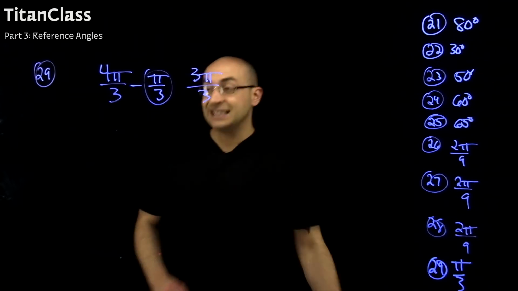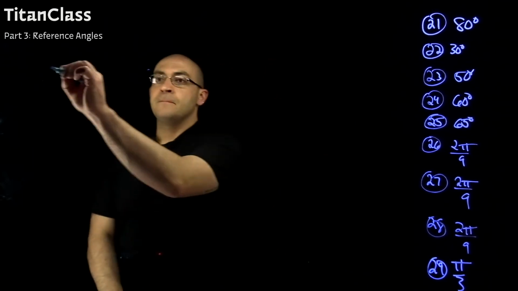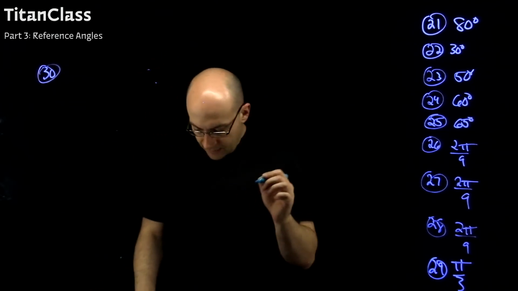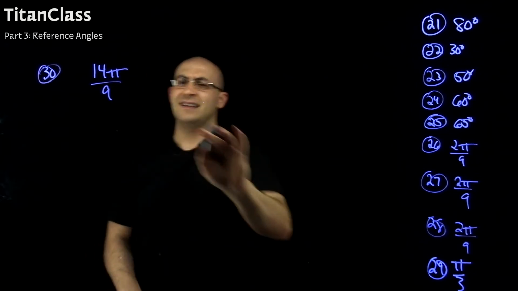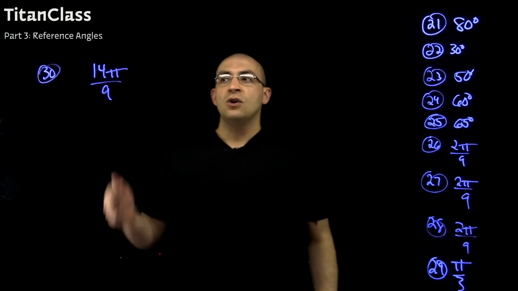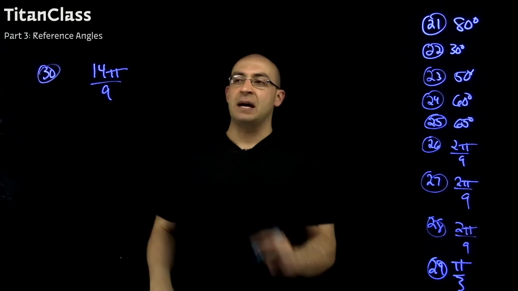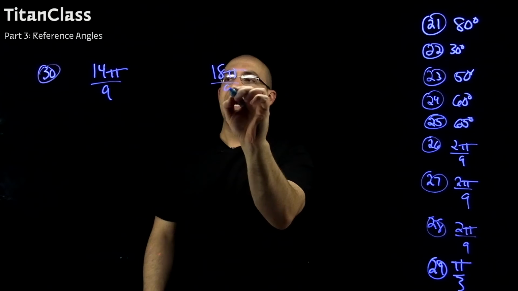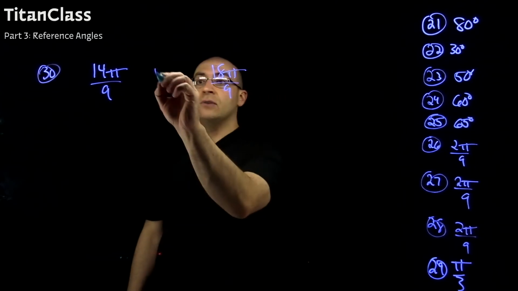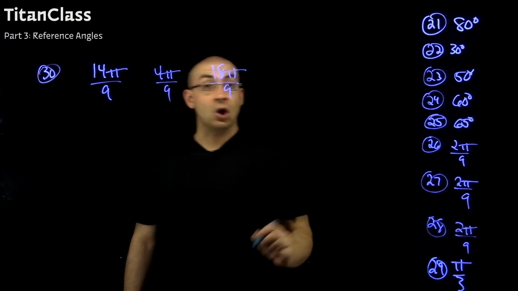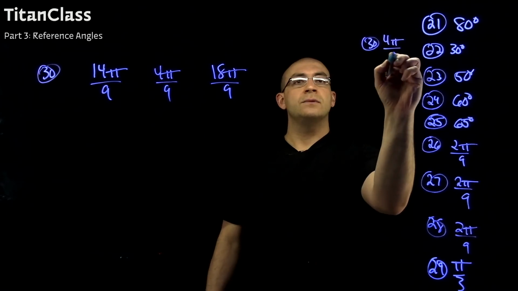Number 30 is the last in the set, and then we'll move to something else. And number 30 is 14 pi over 9. A lot of 9s in this thing. I don't know why it's like that. It's not usually like that. Okay, 14 pi over 9. Again, that's really close to our 2 pi measurement of 18 pi over 9. So what do I have to add or subtract to the 14 pi to get to 18? My answer is 4 pi over 9. Again, regardless of sign. So number 30 is 4 pi over 9.